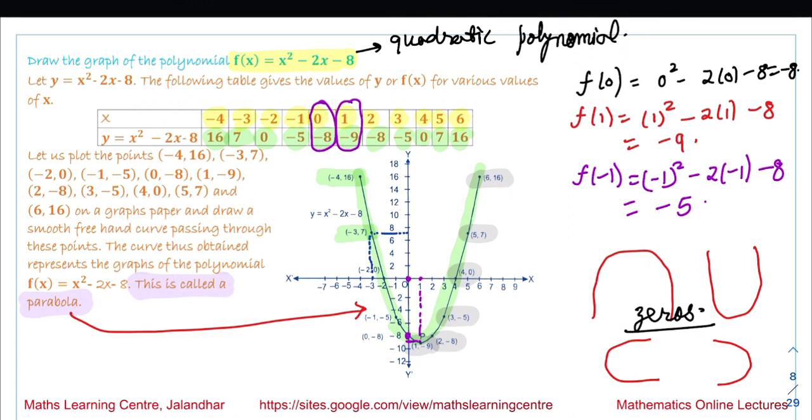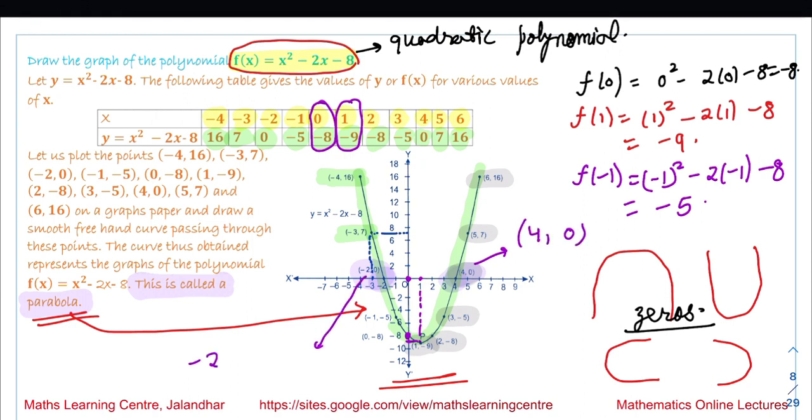So what we are saying is that in case of linear polynomials we have straight lines, and in case of quadratic polynomials, in particular in this case, the shape we have obtained is called a parabola. Now if you look at this shape, it is intersecting the x-axis at 2 points. One point is 4 comma 0 and the second point is minus 2 comma 0. I'm talking about these 2 points: one is 4 comma 0 and the second is minus 2 comma 0.